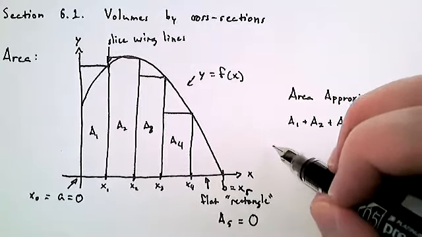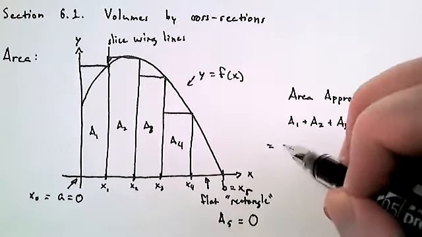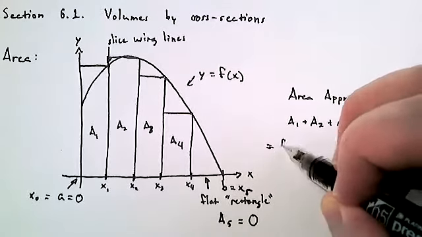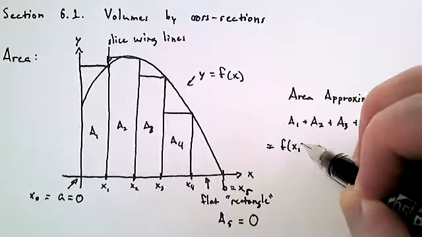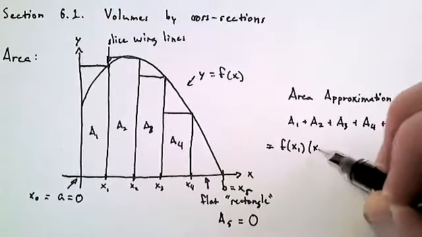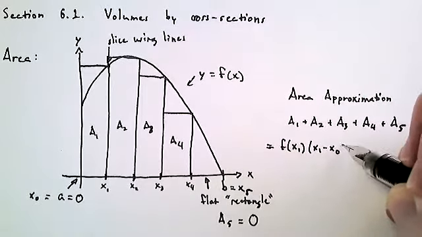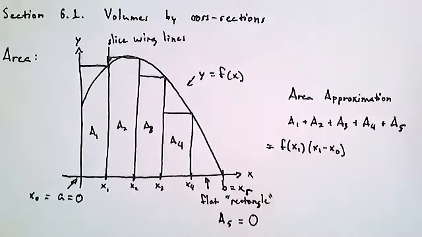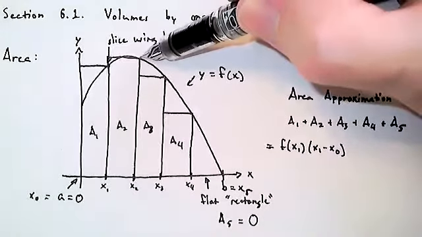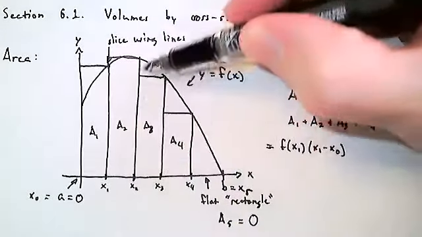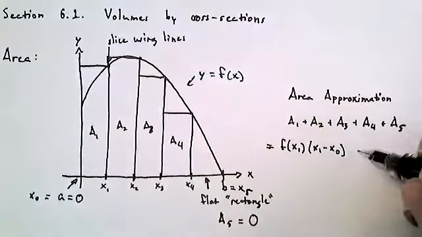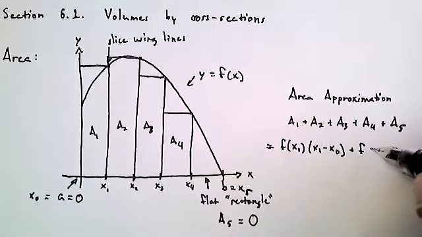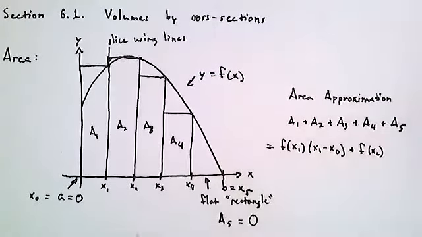So let's see if we can squeeze this in. So it's f of x1, and then x1 minus x0. And then the second rectangle, its height is here. So that's the function value at x2. And then the width is from here to here. That's x2 minus x1.